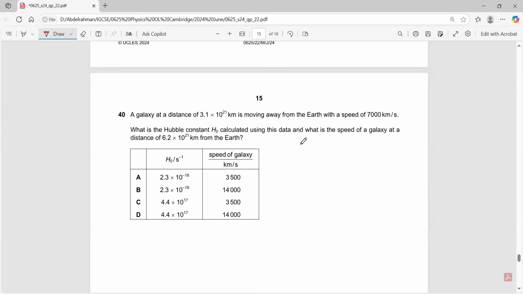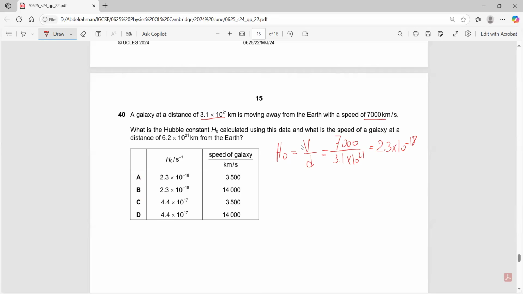A galaxy at a distance of 3 times 10 to the power of 21 kilometers is moving away from the Earth at a speed of 7,000 kilometers per second. Can I find Hubble's constant? Yes. Hubble's constant would be equal to V over D. Velocity, 7,000 divided by distance, 3.1 times 10 to the power of 21. Using my calculator, it would give me an answer 2.2, which is almost 2.3 times 10 to the negative 18.